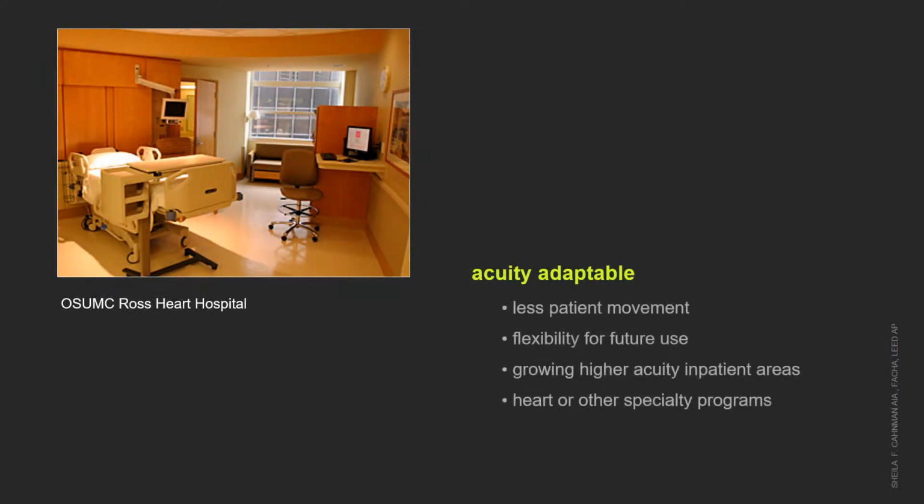In recent years, we've been studying the idea of acuity adaptability. The reason for this is to keep patients within one room and not being moved as their acuity level changes. We've seen the most success in this in areas where the predictive stay is known. For instance, within a heart hospital during open heart, typically a patient will stay 4 days and will go through several different acuity levels. So if possible, they look to keep them within one room, such as the illustrated room here at Ross Heart Hospital at Ohio State.